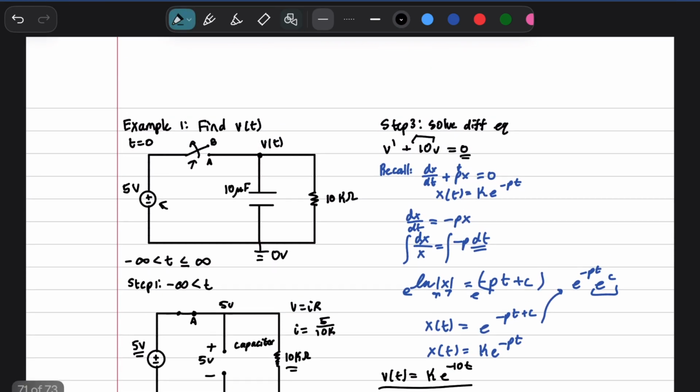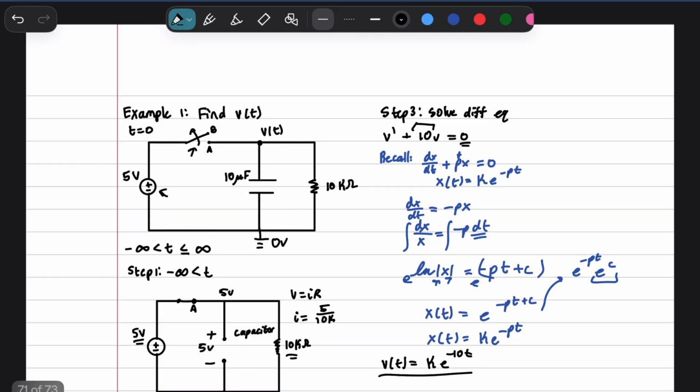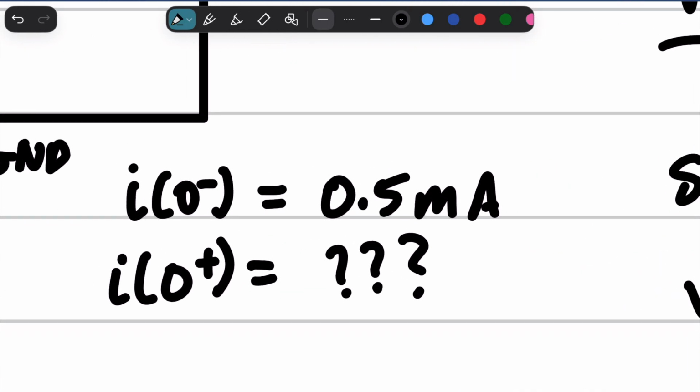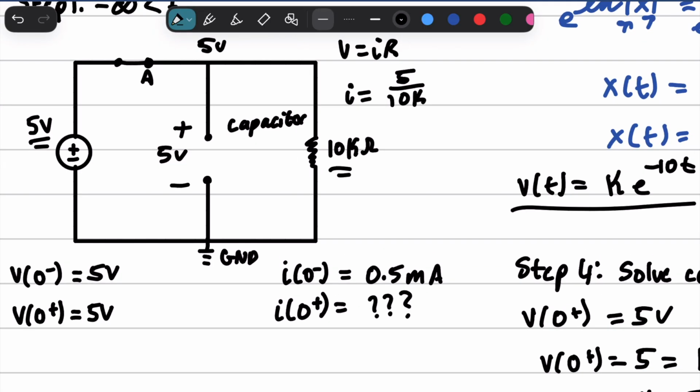So that's it. But you may be wondering, I didn't use this current right here. Well, we can solve this exact same problem with a loop analysis. And I'm going to go ahead and do that real quick.